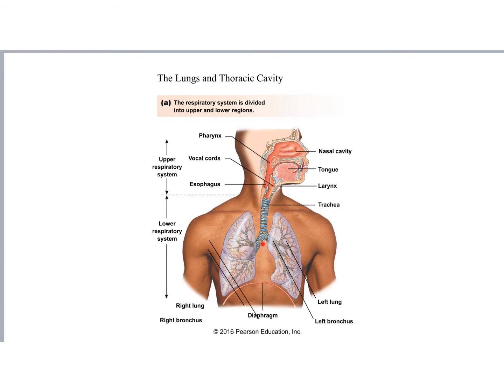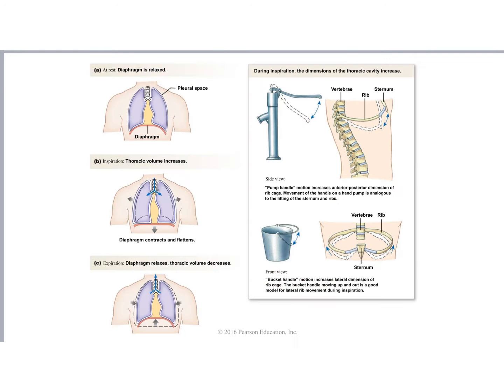We start with the primary bronchus, which splits into a secondary bronchus and a tertiary bronchus, and then the airways keep dividing or diverging and keep getting smaller and smaller until they get to the alveolar duct, which leads to the alveolus, and the alveolus is where we have gas exchange.